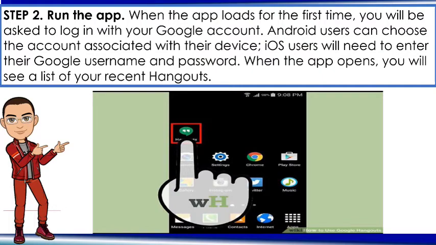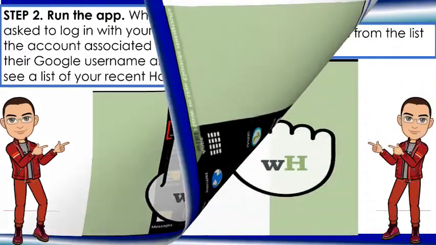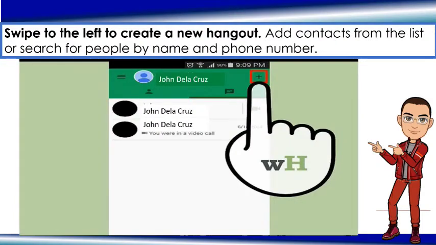Next, run the app. When the app loads for the first time, you will be asked to log in with your Google account. Android users can choose the account associated with their device. iOS users will need to enter their Google username and password. When the app opens, you will see a list of recent Hangouts. Then swipe to the left to create a new Hangout. Add contacts from the list or search for people by name and phone number.